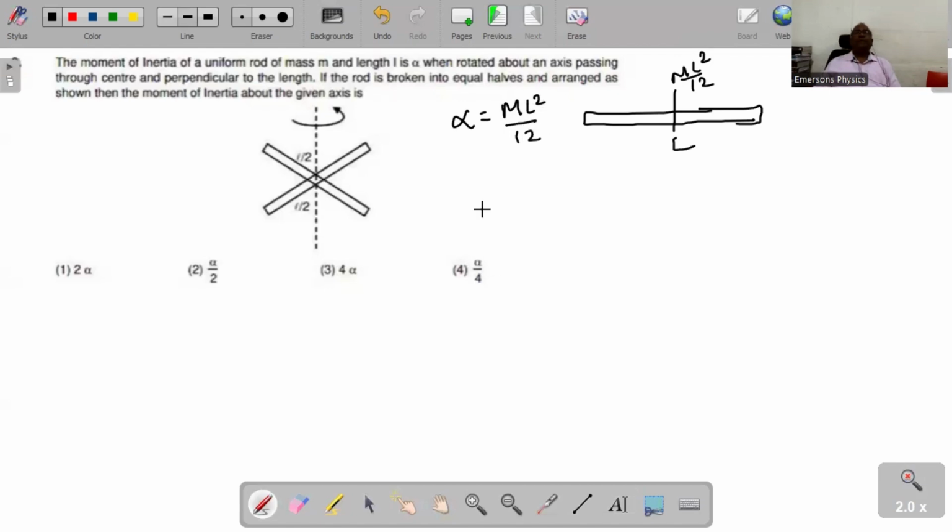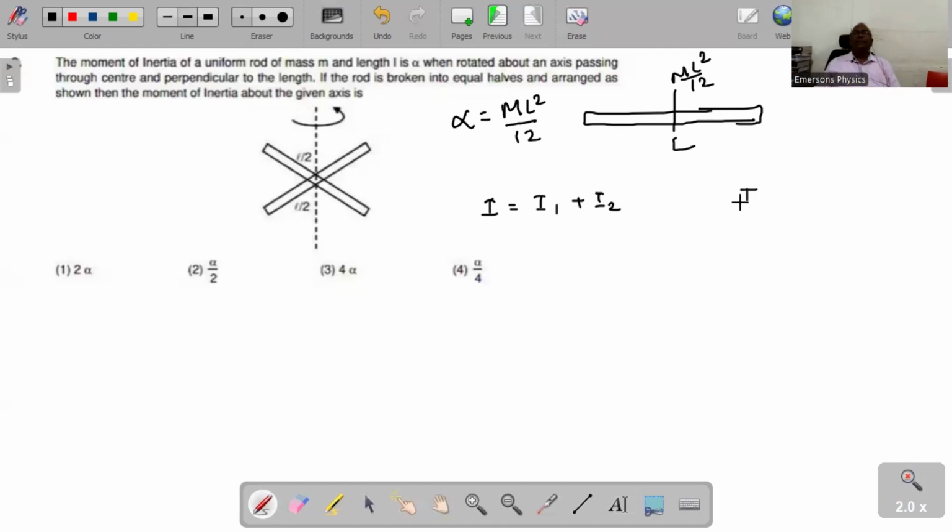Now the rod is broken into two pieces, each of length L by 2, arranged as shown in the diagram. The moment of inertia about the given axis is very simple. Here this one is L by 2, this one is L by 2. Let us take the net moment of inertia as I1 plus I2. I1 and I2 are equal, since both are half the length.